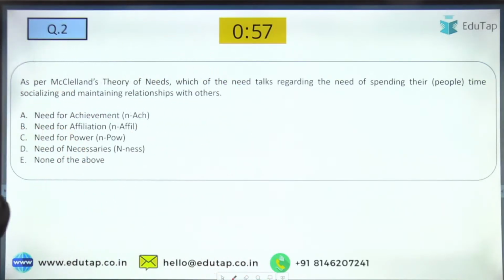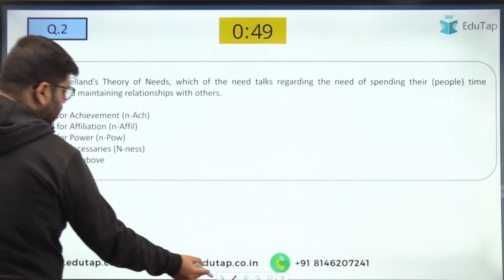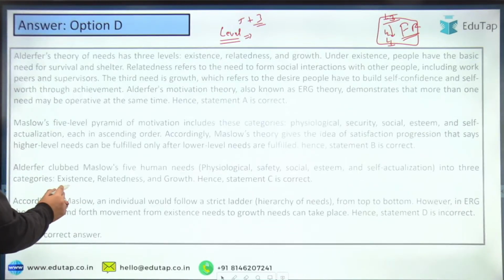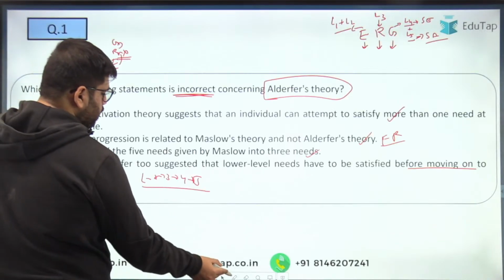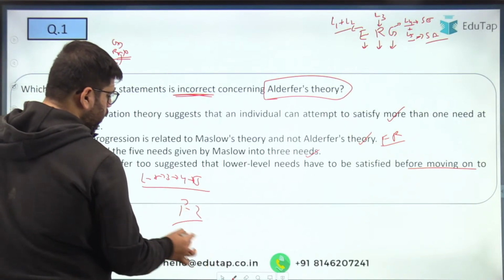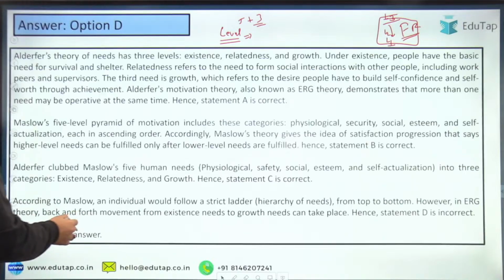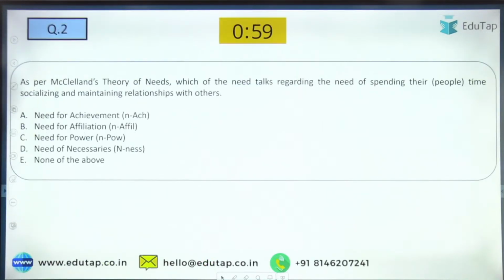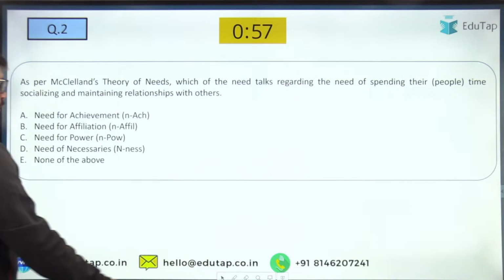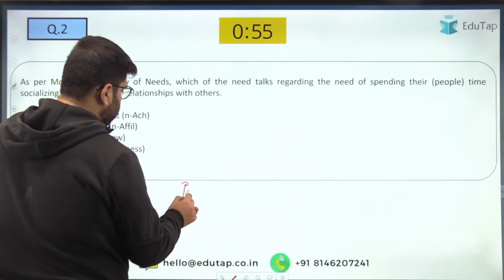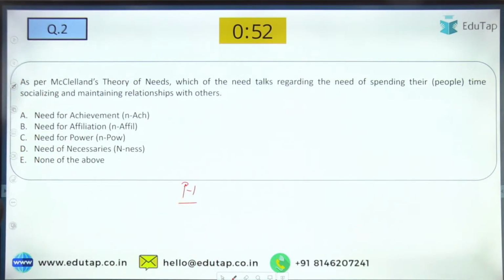Now let's move to the next question, which is your question number 2. As per David McClelland's theory of needs, David McClelland has given you 3 types of needs. The previous question which we solved is your phase 2 level question, because in phase 2 you can get some moderate to some tough questions as well. But this question which you are seeing on your screen right now is a phase 1 level question. Your phase 1 and phase 2 are happening on the same day, right?